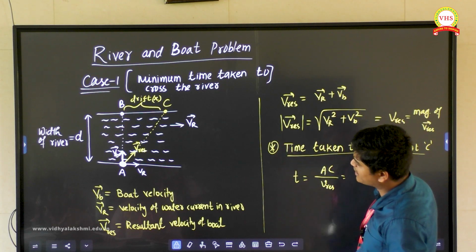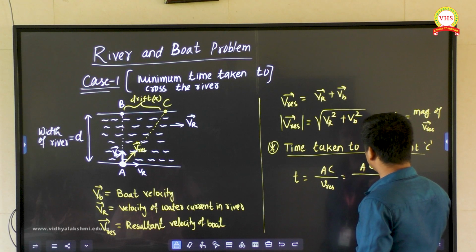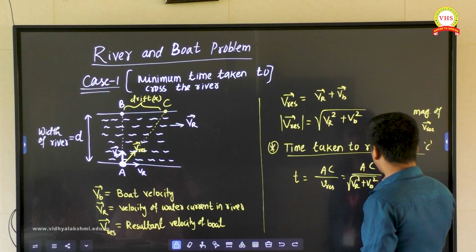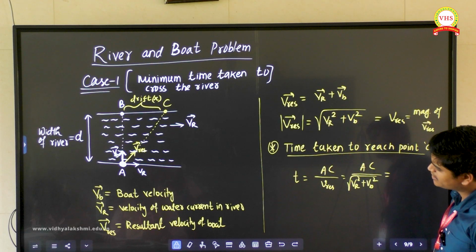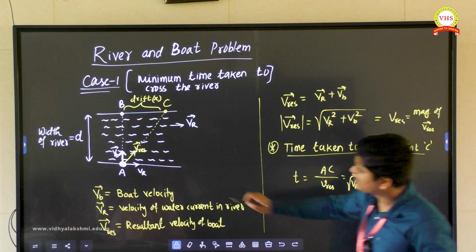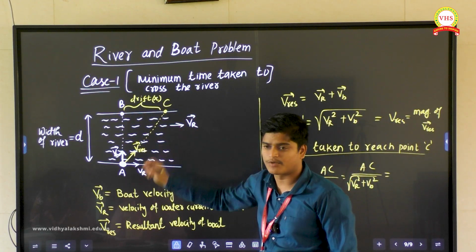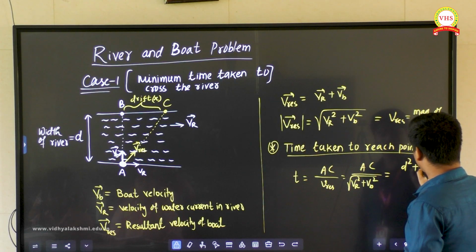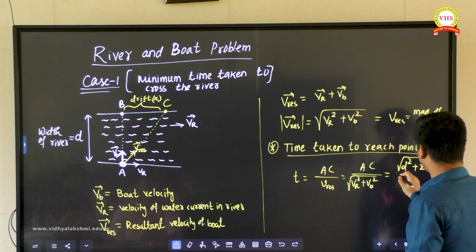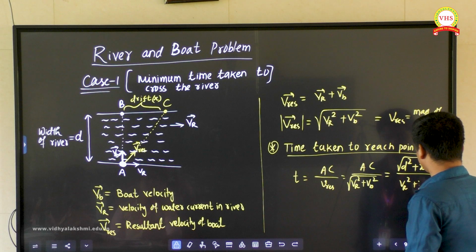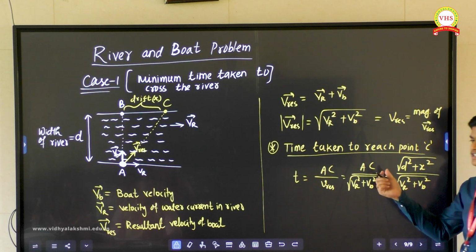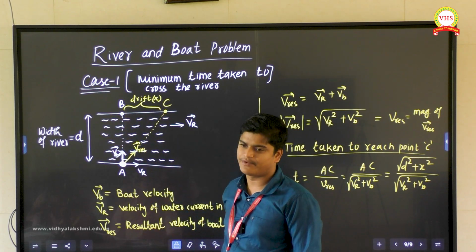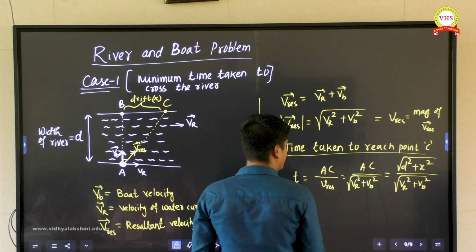SC distance divided by the resultant, which is root of V_R square plus V_B square. And SC, if you check correctly, is the hypotenuse, with AB and BC as perpendicular and base. So I'll write root under D square plus X square, divided by root of V_R square plus V_B square. D is the width of the river, and X is the drift I told you about. If you want to find the drift, you can find it, no worries.